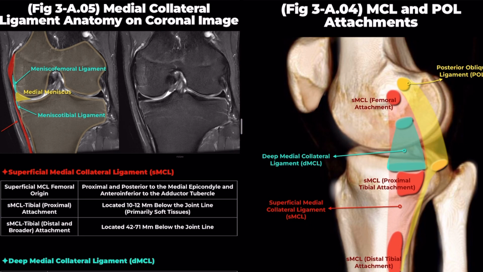Today we will be discussing the anatomy of the medial knee attachments. First, let's look at the superficial medial collateral ligament. This is a band-like structure with one femoral and two tibial attachments.